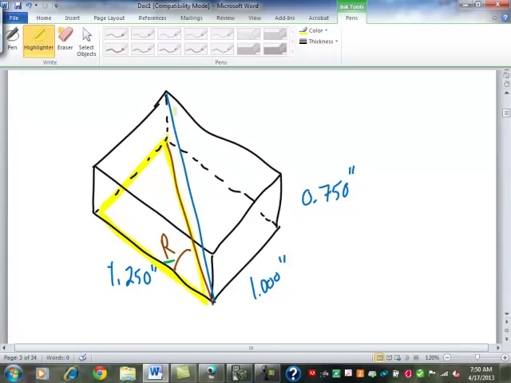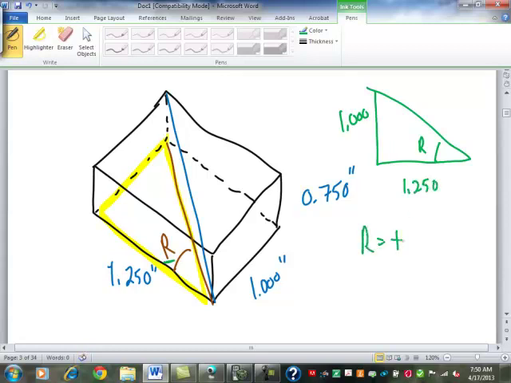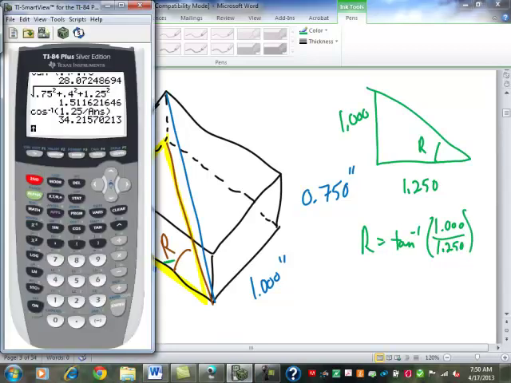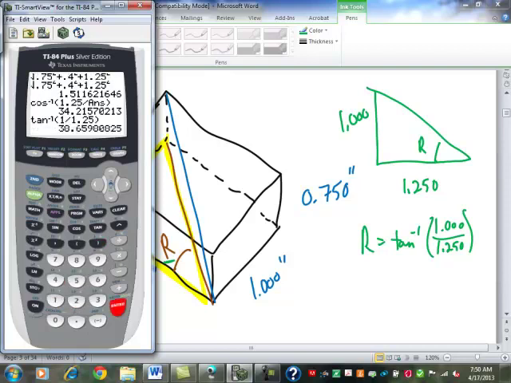Oh, that squaring all of them will give me the length of cut. Angle R is going to be an inverse tangent. If I look at that highlighted triangle, here's angle R. This is the 1 inch here, and this is the 1.25 inches here. So R is the inverse tangent of 1 over 1.25. Which gives us, yep, 38.66. Good.